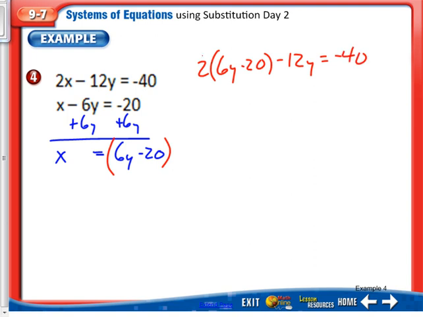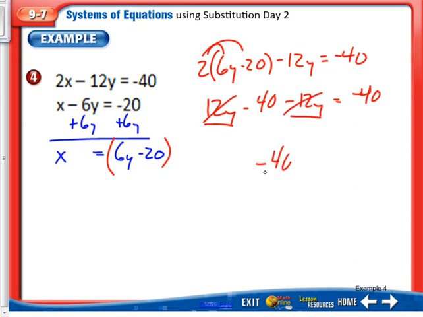All right, now I can distribute my 2. So I'm going to get 12y minus 40 minus 12y equals negative 40. Okay, so what happens now is my 12y and negative 12y just cancel, and I'm left with negative 40 is equal to negative 40. So therefore, this is true. So therefore, we have infinite solutions.